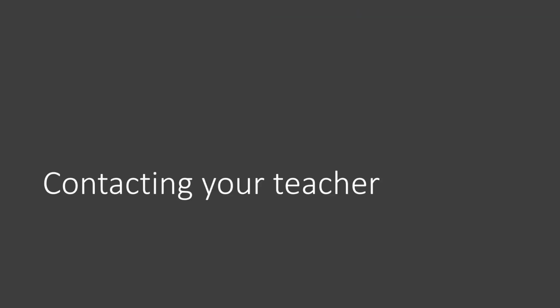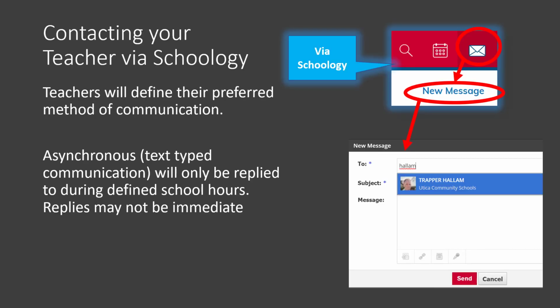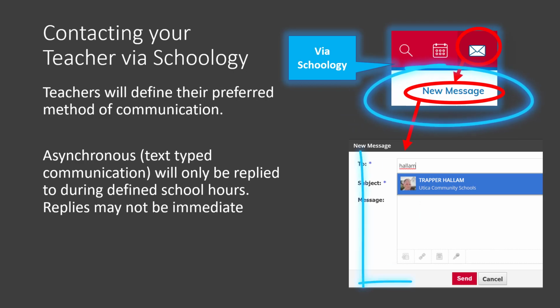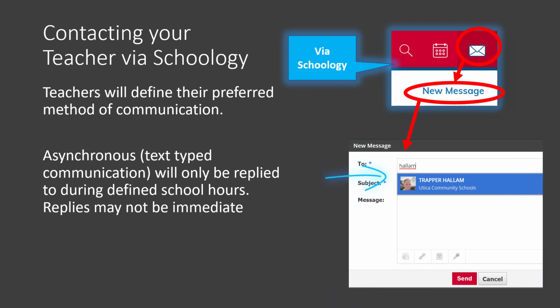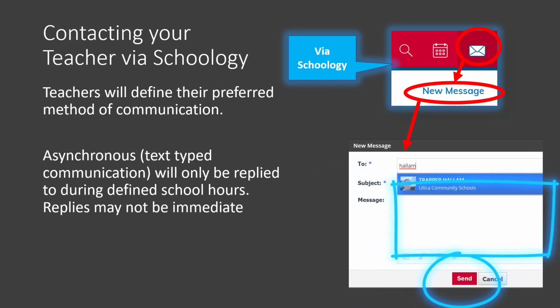Now, we will discuss how to contact your teacher. First, we must say that there is no one way to communicate with your teacher. Additionally, your teacher will have a preferred method for communication that they will outline for you. Here are a few methods that you may see or use. First, you can communicate with your teacher through Schoology using the mail letter icon on the top red bar. Next, click New Message, where you will be prompted with a message box. Finally, type your teacher's name into the To box and your communication in the message box, then send.